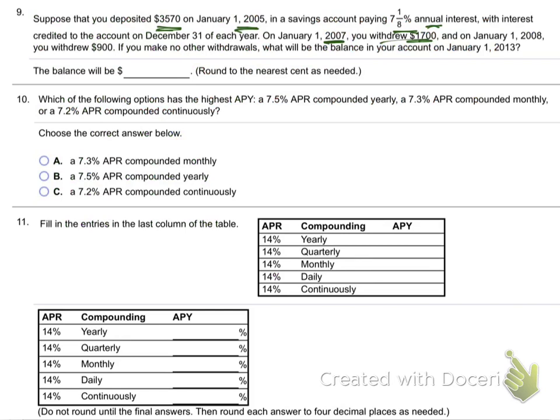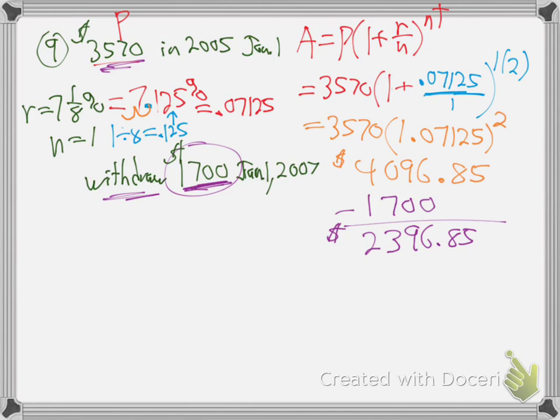So now, you pulled that money out. That was in 2007. And then it just sat in there. And then 1 year later, you pulled out another 900. Okay. Let's do it again. But you got to let it grow for the year first. Yeah, this is hard. Wait, say that again?